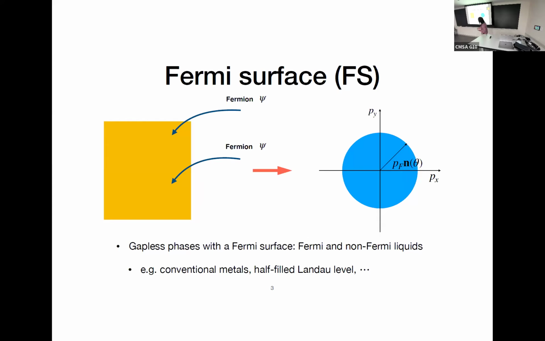The physical system to be studied will be the gapless phases with this Fermi surface. For example, we can study Fermi and non-Fermi liquid. What are the examples? Not only conventional metals, we can think about a half-filled Landau level with some finite density with short-range interaction. This is the system we want to discuss today.